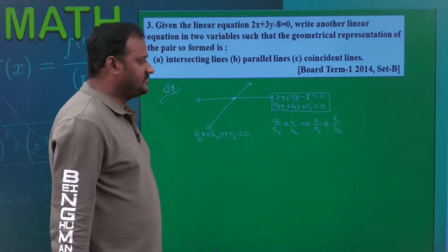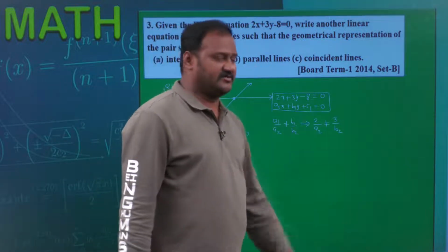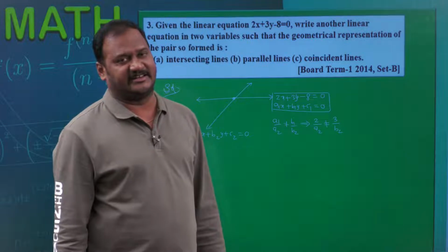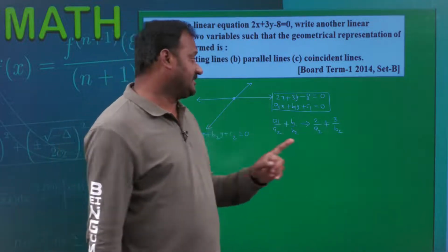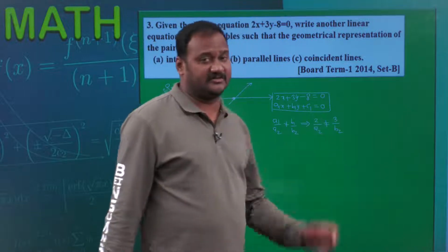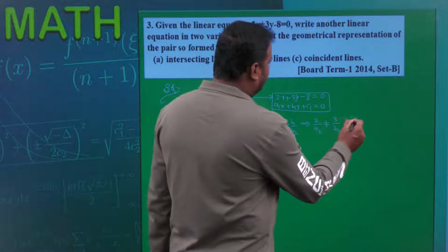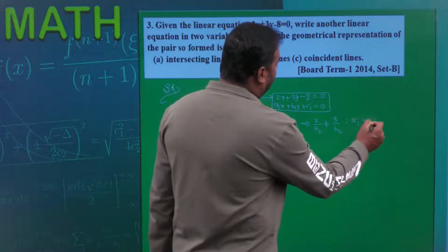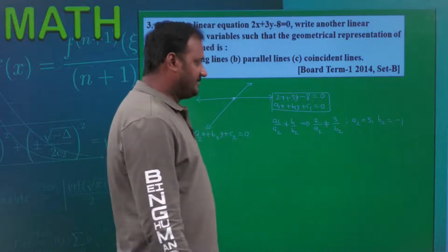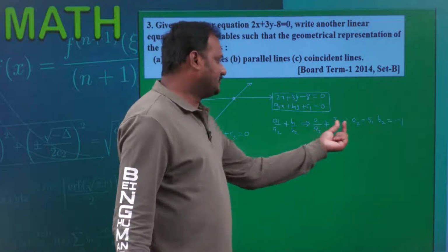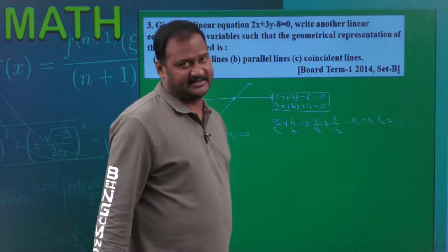Now tell me two values of a2 and b2 where 2 by a2 is not equal to 3 by b2. Now you can understand clearly. You can put any values of a2 and b2 such that 2 by a2 is not equal to 3 by b2. Can I take a2 is equal to 5 and b2 is equal to minus 1? Absolutely, because 2 divided by 5 is not equal to 3 divided by minus 1.